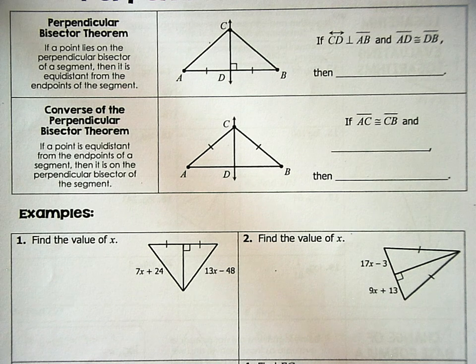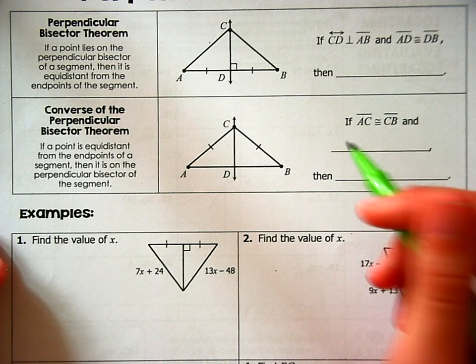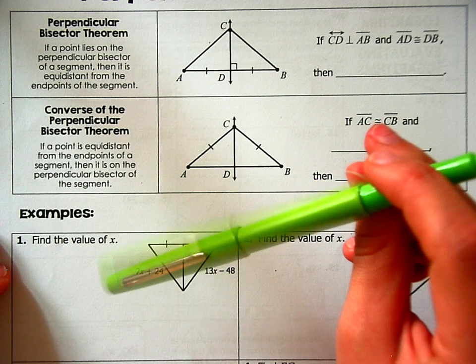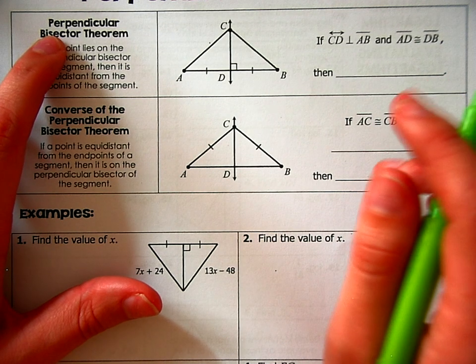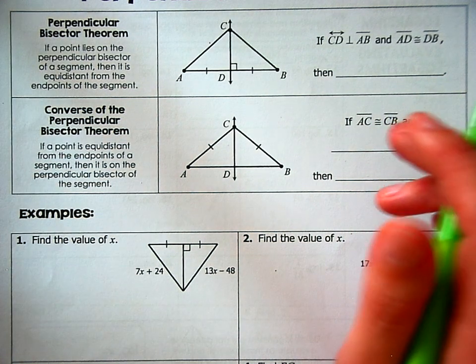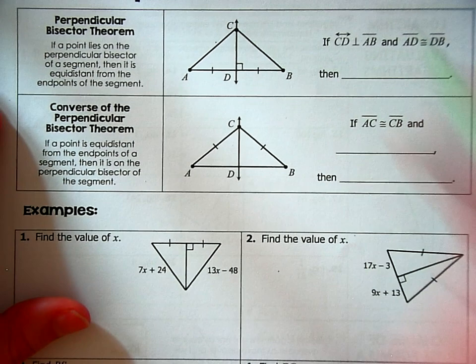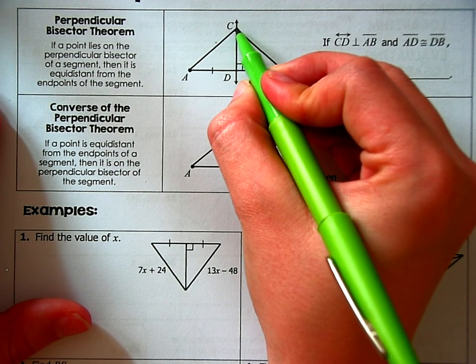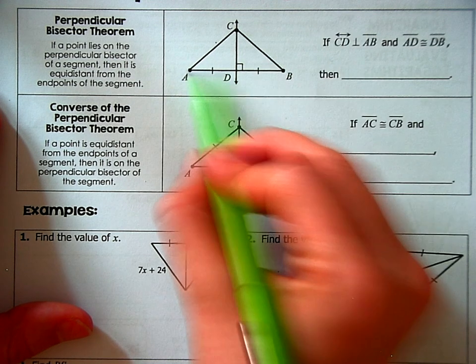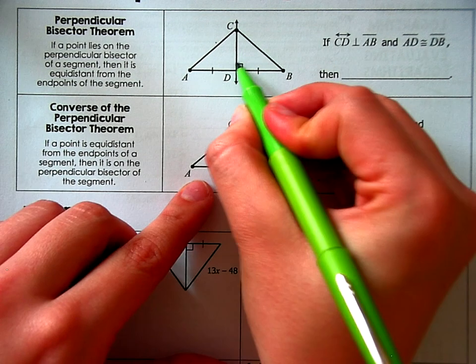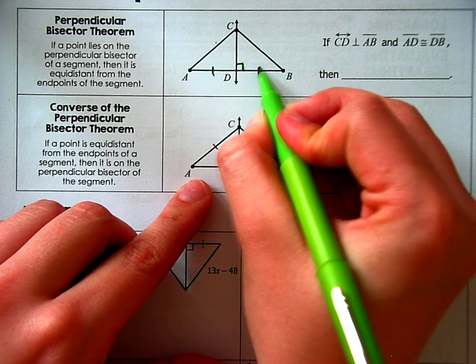All right, everyone, we are on our fourth video of Module 19. So this is Module 19.4, and we're going to talk about perpendicular bisectors and the converse of that theorem. So the first thing we need to know is that if a point, like point C, lies on the perpendicular bisector of a segment, that just means it intersects at 90 degrees and it cuts it perfectly in half.